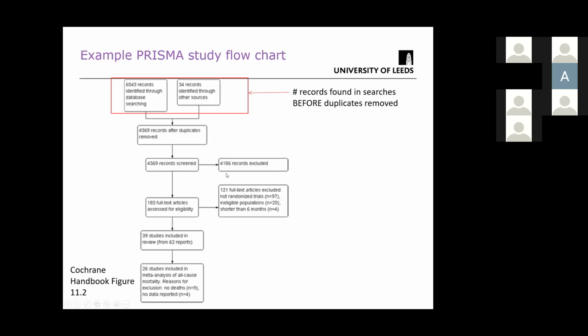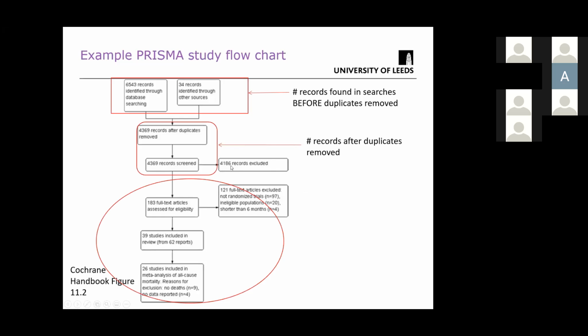So again, we can use tools like EndNote to help us record the total number of records that we've found before our duplicates were removed. Other software that we'd use here is to look at the number of records after we've removed our duplicates. And then finally here, this would be where we'd be using software like Rayyan or Covidence, where we're recording all of our inclusion and exclusion decisions as we go along.